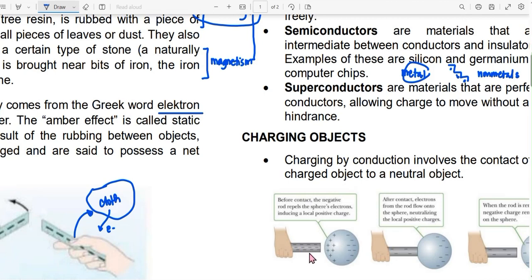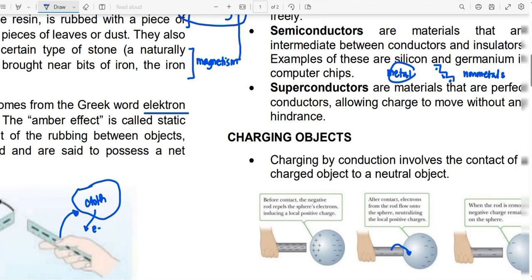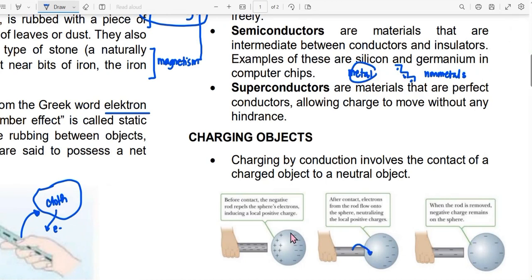So here we have a sphere which is neutral, so equal positive and negative charges, and then we have the negatively charged rod. Before contact, the negative rod repels the sphere's electrons, inducing a local positive charge, because the positive charges are clustered here. And then the rod is brought into contact with the sphere. After the contact, the electrons from the rod flow into the sphere, neutralizing the local positive charge. So it is neutralized here, so they are balanced.